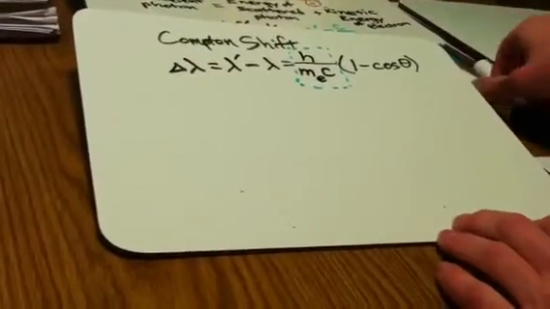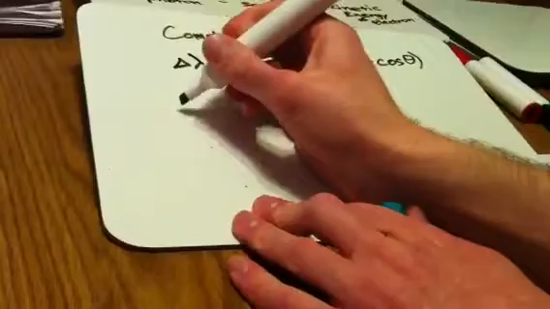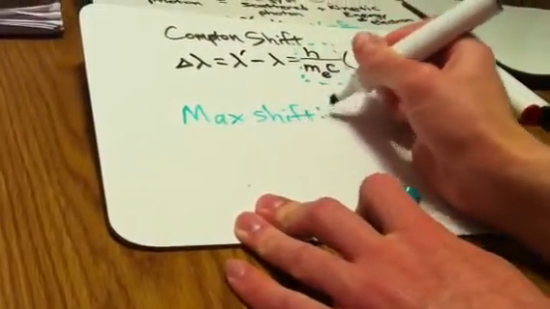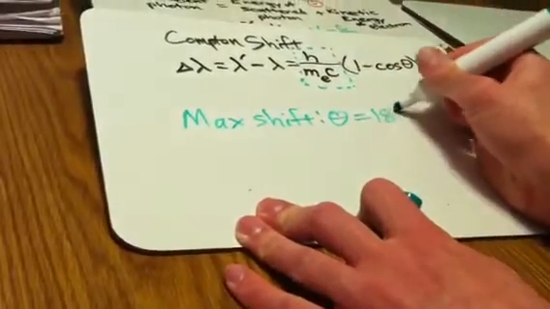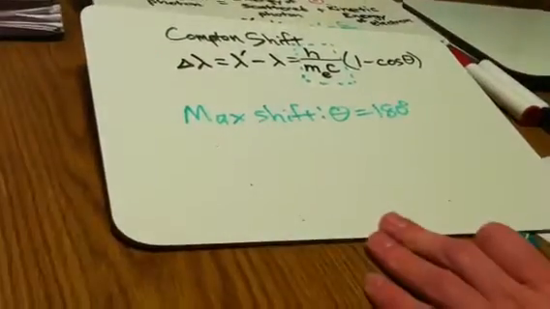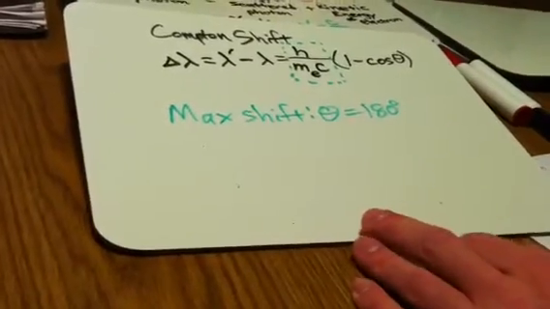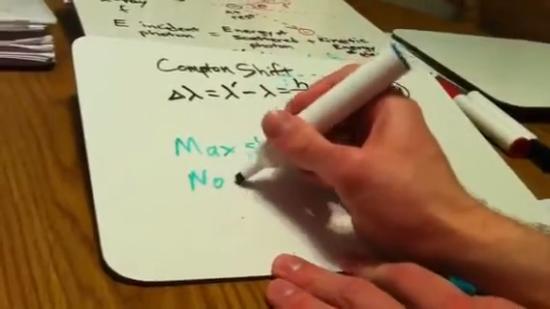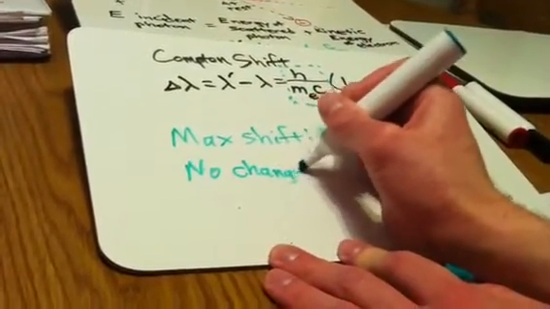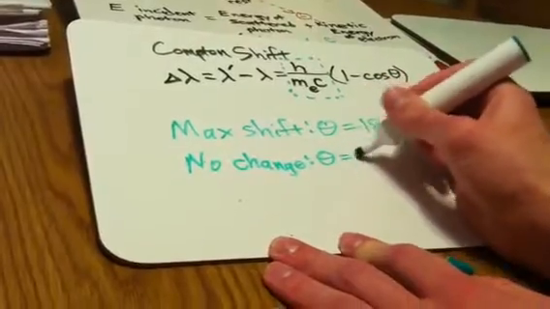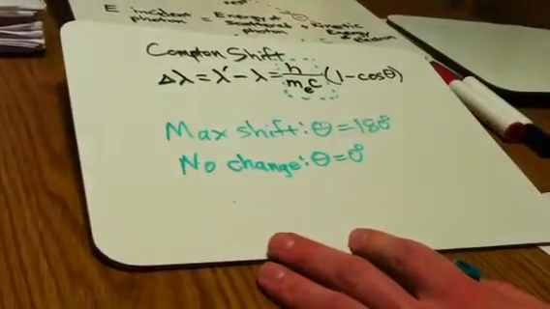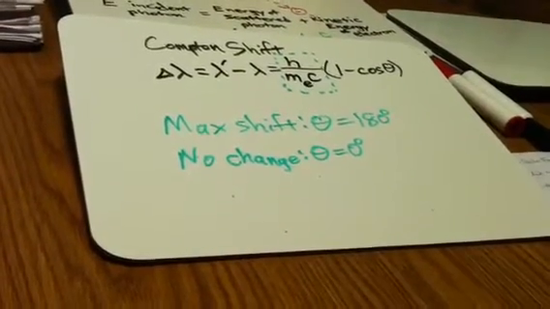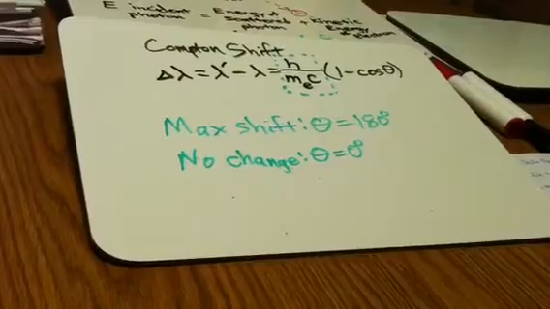Note that the maximum shift would occur when theta equals 180 degrees. That would be when the photon comes in, hits the electron, and bounces exactly straight back off of it, back in the direction that it came from. And also, no change at all will occur if theta is 0, which makes perfect sense because that means that really your photon didn't scatter off anything at all. It just went flying right on by and there was no electron there to truly scatter it, or not close enough to actually scatter it.